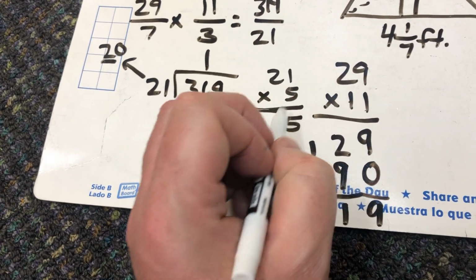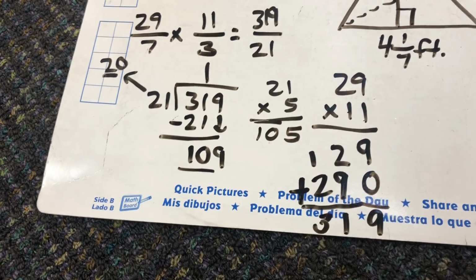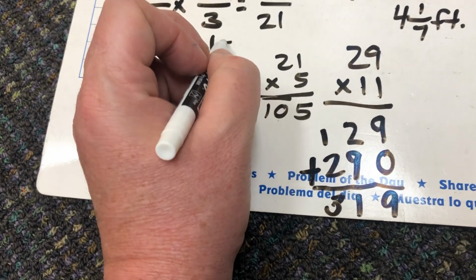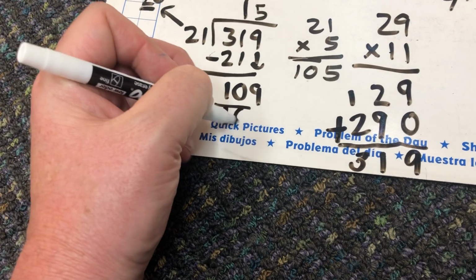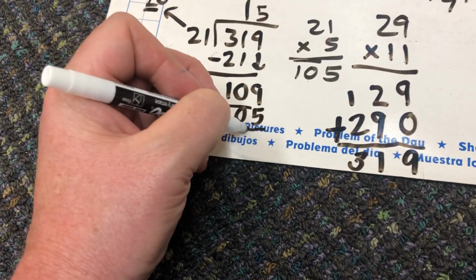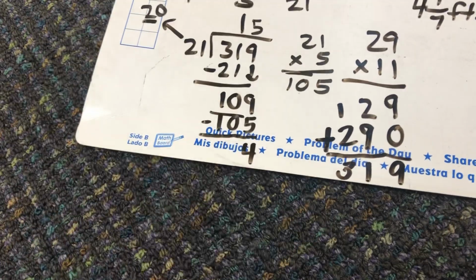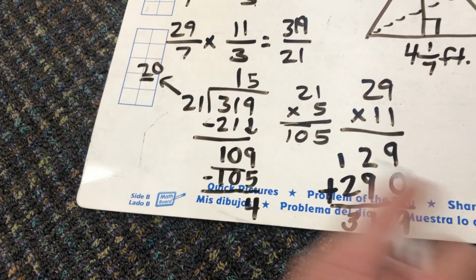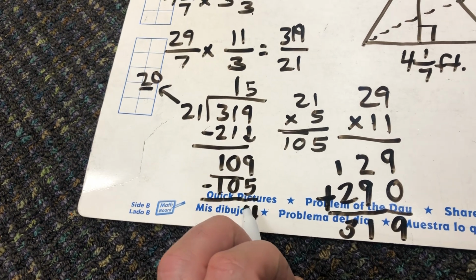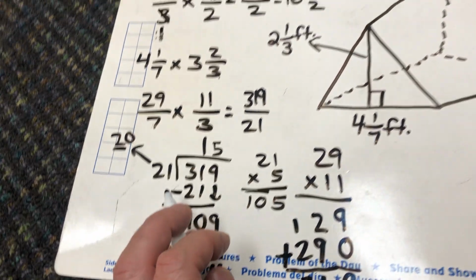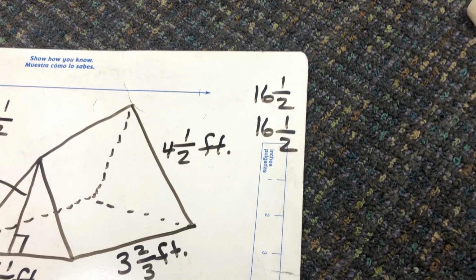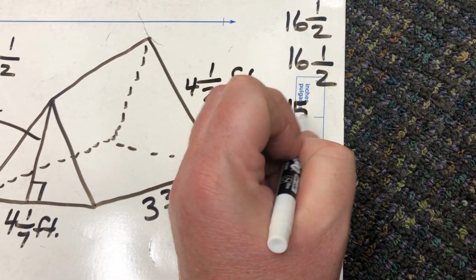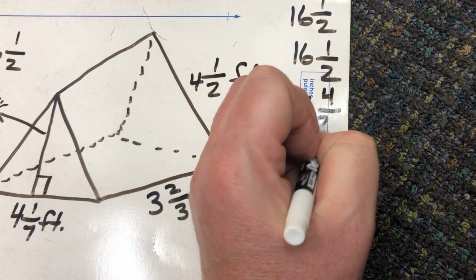So I'm going to try 21 times 5 to see if that gets me about where I want to be. 5 times 1 is 5. 5 times 2 is 10. I get 105. I like that. That's less than 109. So I'm going to put 5 minus 105, and I'm going to put the 4 down. 21 can go into 319 15 times. There's 4 left over. My denominator is going to be 21. So I come over here, and I end up with 15 and 4 over 21.